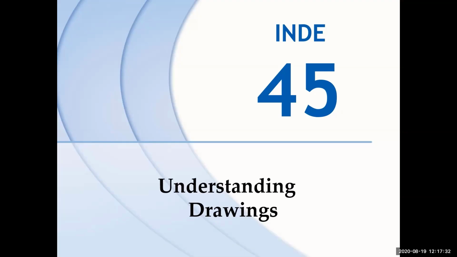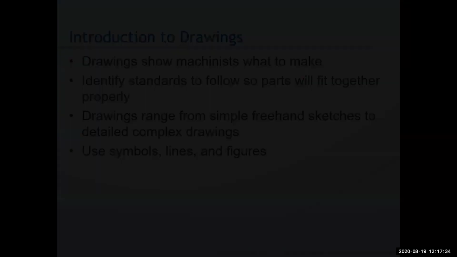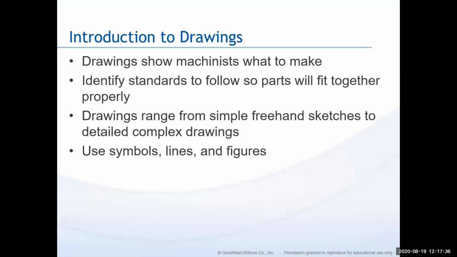But we're going to cover some of the broad basic stuff about blueprints, some of the things you should expect, and how to look at some of those blueprints. So let's go ahead and jump right into it now. What we should expect from blueprints are drawings that show machinists what to make, obviously. This is going to range from just an individual part to whole assemblies. We're going to identify some of the standards to follow so that the parts fit together properly.